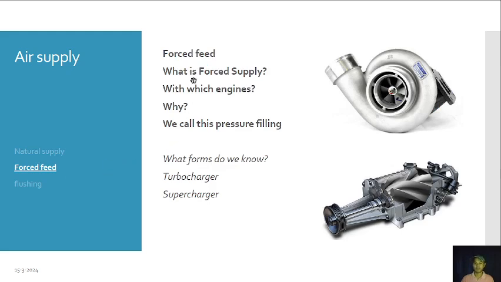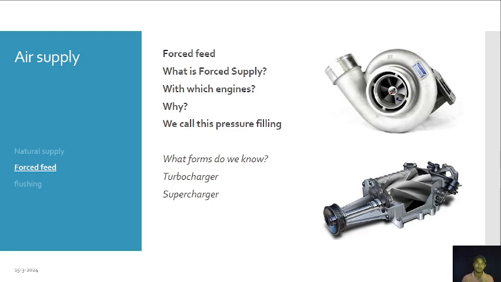Okay, so what are the different kinds of forced feed air supply? First, what is forced supply? It is putting a very large volume of air into the combustion chamber, to force the air supplied into the combustion chamber. So with which engines? All engines with turbochargers can do this, forced feed, and all engines with superchargers also, and auxiliary blowers.